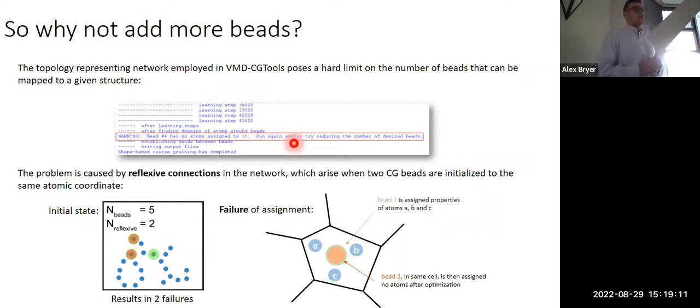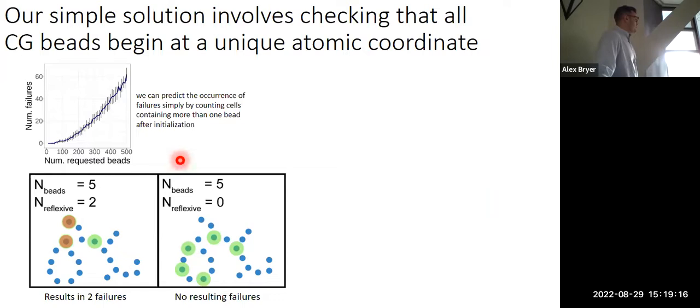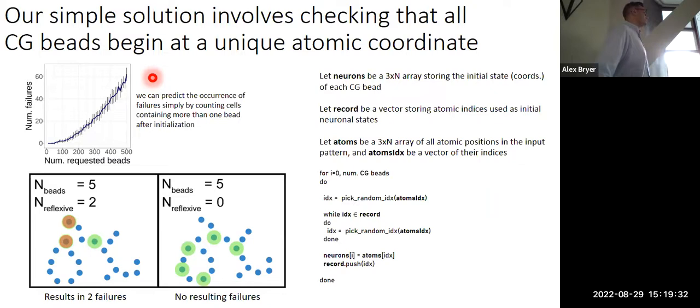Like I said, our fix is really simple. We figured out that it was caused by these reflexive connections, and I wrote a simple simulator that for a given number of beads can predict the number of failures. We looked more into this tool, and we implemented an incredibly simple fix, which is to implement an exclusivity condition when we initialize the states of neurons. There's some pseudocode here. It's very straightforward. Basically, all we do is maintain a record of which atoms have been used as initial states for our CG molecule prior to network optimization. And if there's a redundancy in the initial states, then we pick another one.